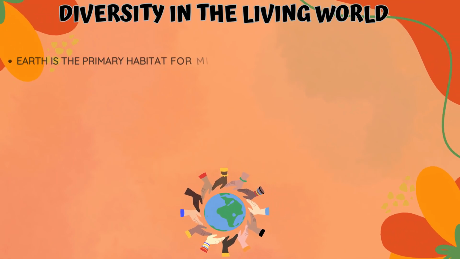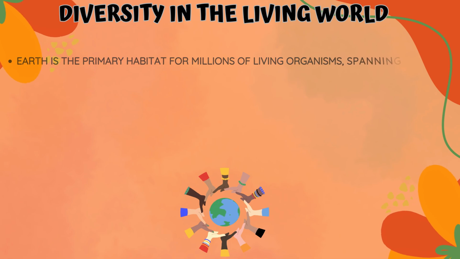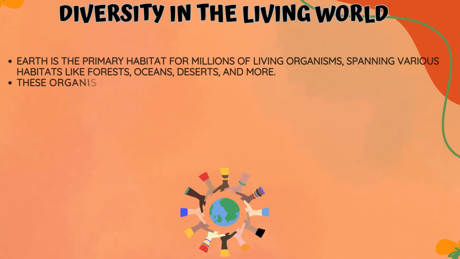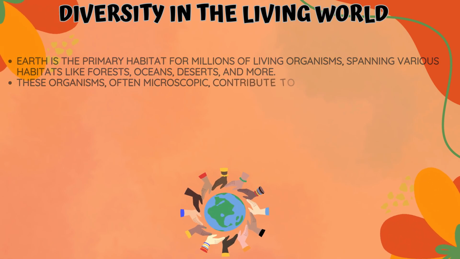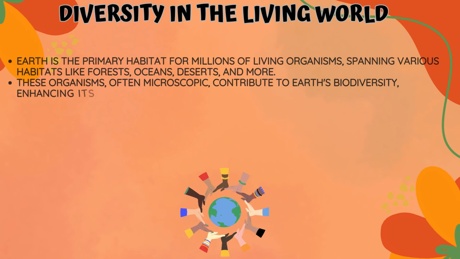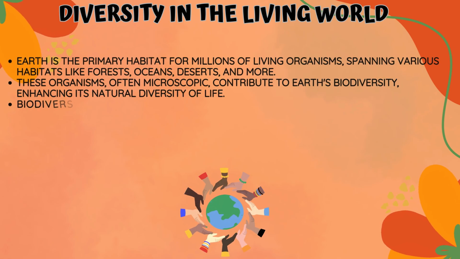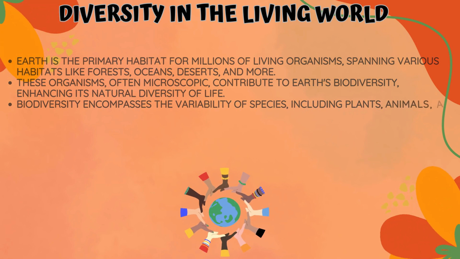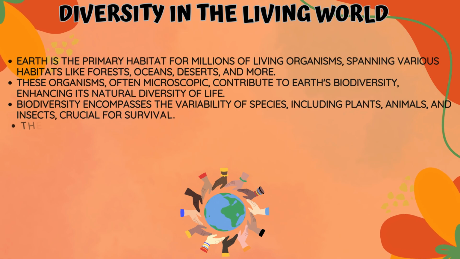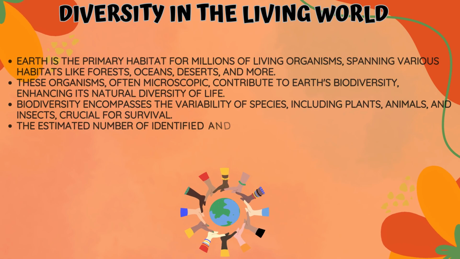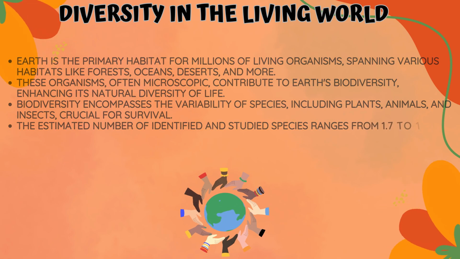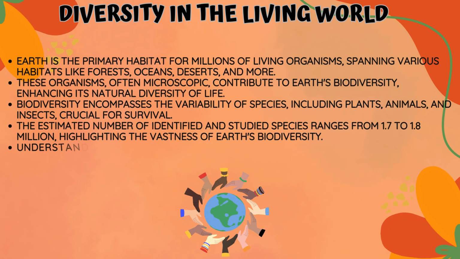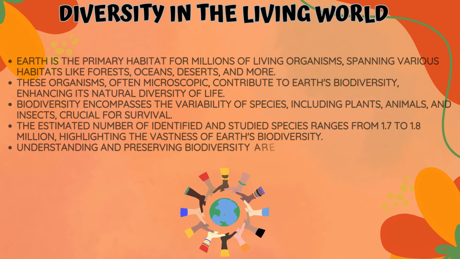Coming to the next topic, diversity in the living world. The earth is the main area where living organisms live. The world consists of millions of living organisms, many of which we can't even see with our naked eyes. These organisms are found living in various habitats that include forests, oceans, deserts, lakes, mountains, and even hot water springs. There are different types of plants, animals, and insects in the world. This is very important, and their variability is necessary for survival.